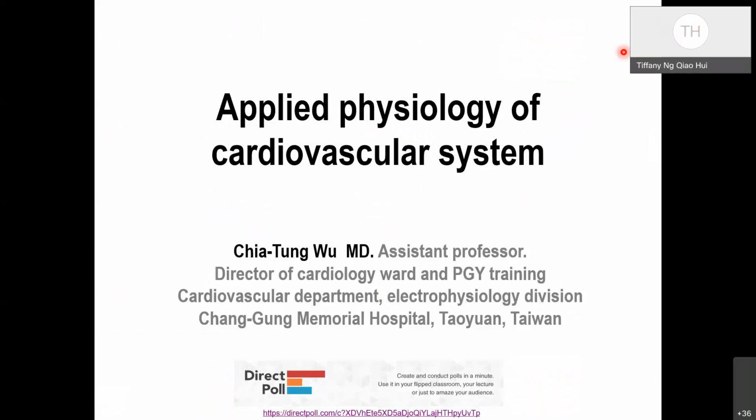I will try to use an easy way to explain the physiology of the cardiovascular system. So don't stress, just follow these slides. Okay, everybody ready? Let's start.